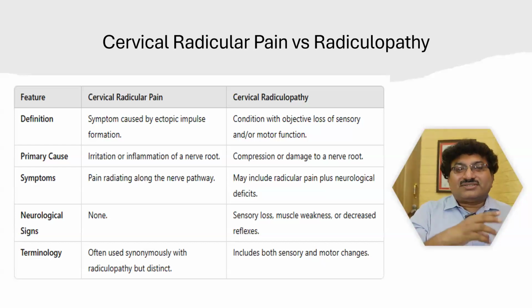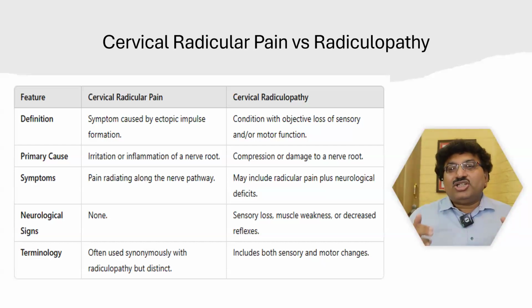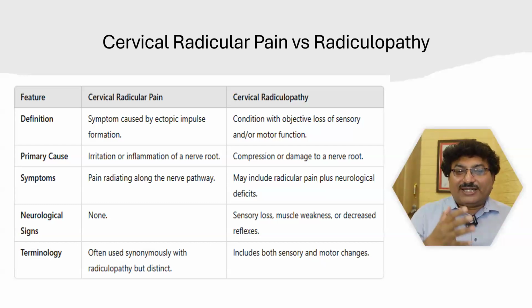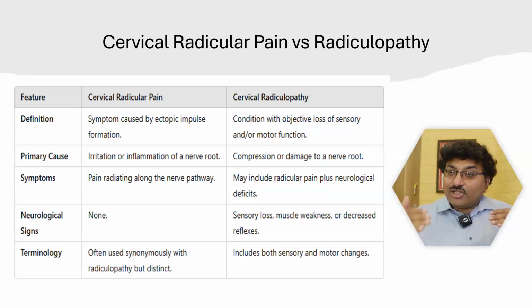As a definition, cervical radicular pain is the symptoms caused by ectopic impulse generation in the nerves. Whereas cervical radiculopathy is an objective loss of sensory or motor function, and sometimes there could be a loss of reflex as well. The primary cause of radicular pain is irritation or inflammation of the nerve root, and in cervical radiculopathy, the main cause is compression or damage of the nerve roots. Symptoms: cervical radicular pain is pain radiating along the pathway of the nerve, whereas cervical radiculopathy includes radicular pain plus or minus, because sometimes the pain might go away as well, neurological deficit.